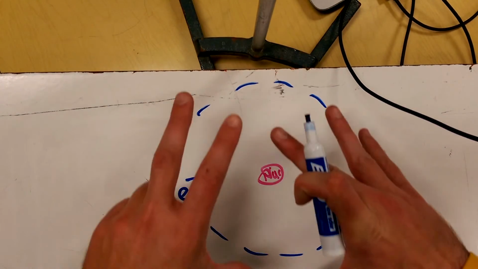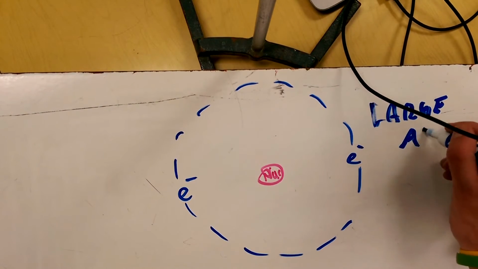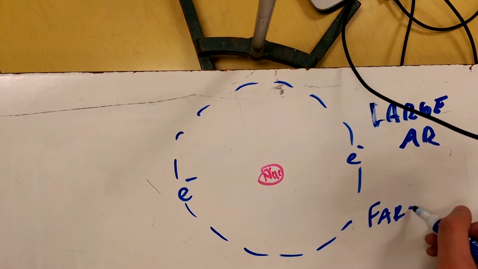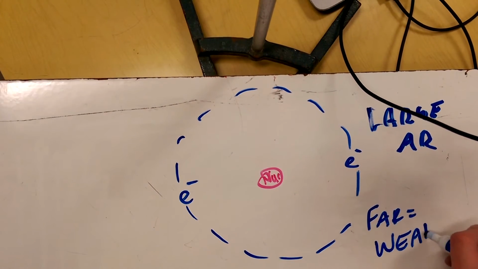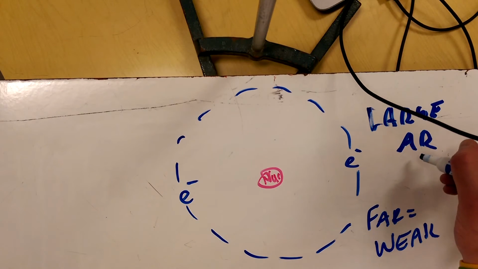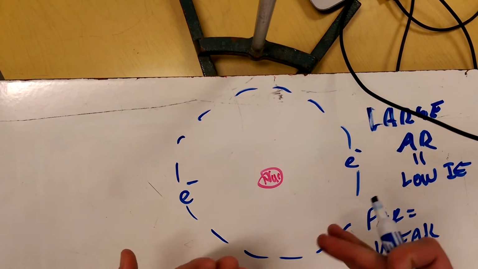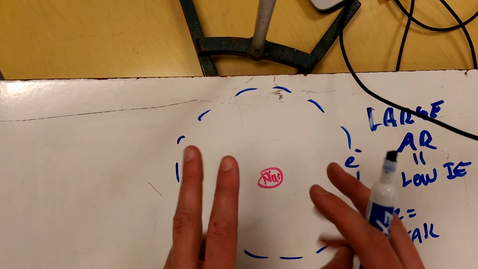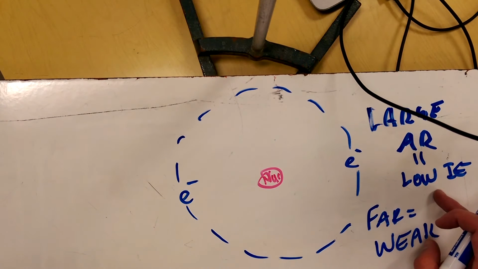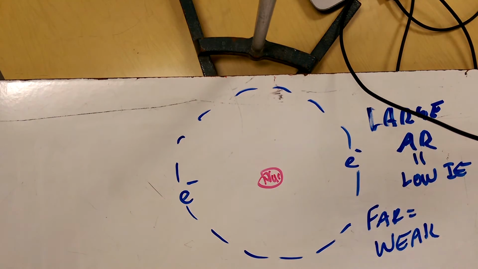On the flip side, when we have a really large atomic radius, that pull isn't as strong because they're really far away. Now because that pull isn't so strong, it's actually really, really easy to pull these electrons away. So a large atomic radius actually means a low ionization energy. So those two trends actually go along really well on the periodic table. The bigger the atomic radius, the easier it is to remove electrons. The smaller it is, the more difficult it becomes.